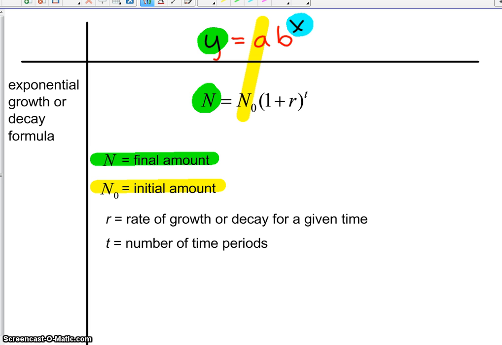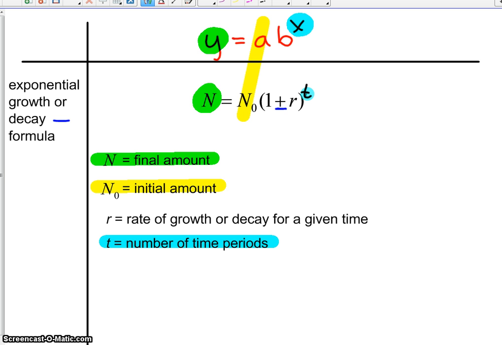If you look at x, that's how many times we're going to multiply by that base b. Well, that's what t is here as well. The number of periods, or how many times we're going to go through and raise to that power. So the piece that can sometimes give us a little issue would be the 1 plus r, and it actually could be minus. When we have decay, it's going to get smaller, so we use the minus. When we have growth, we're actually going to use the plus. This is a place where a lot of people make mistakes. That's going to be your rate of change, your b value.